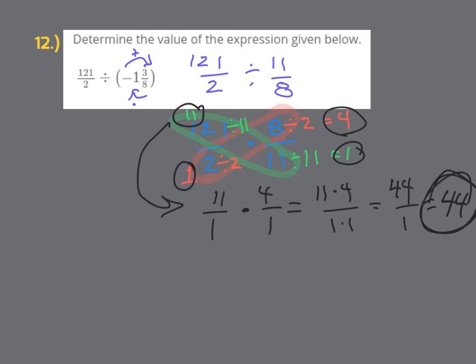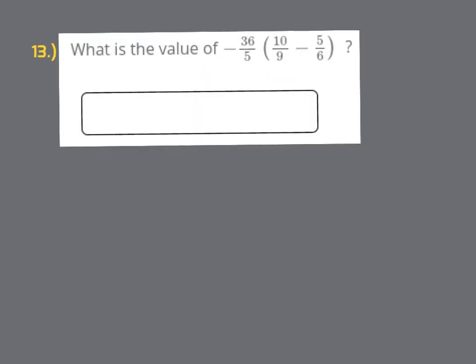Woohoo! Very exciting. What is the value of negative 36 over 5 times the quantity of 10 ninths minus 5 sixths? Wow, we've got a lot of choices here. We can use the distributive property and send it over the top, or we can do what's on the inside of the parentheses first, because if we follow the order of operations, that's what we would do.